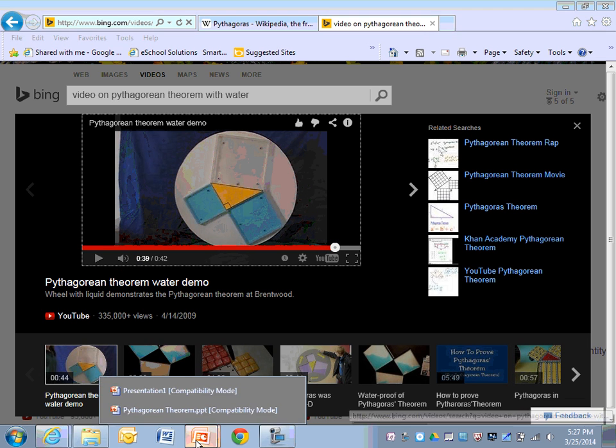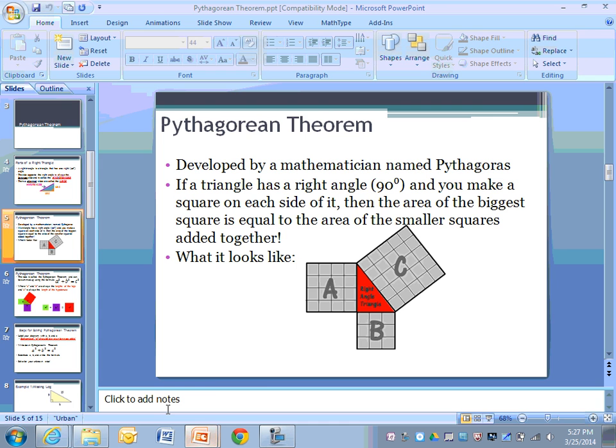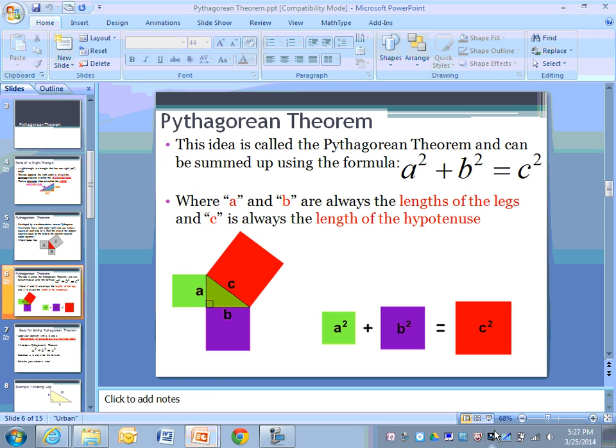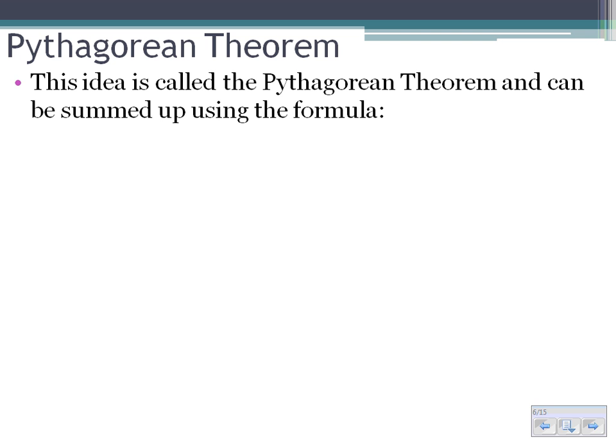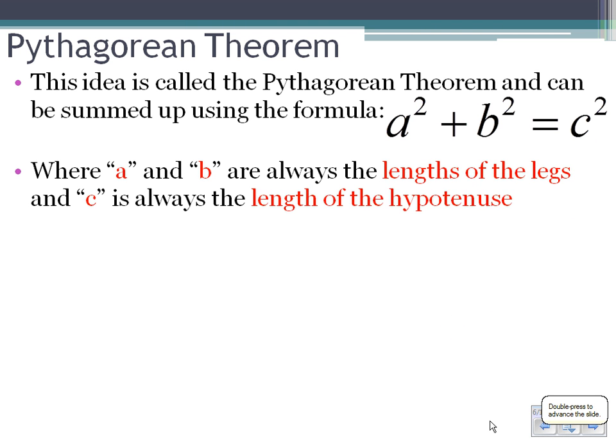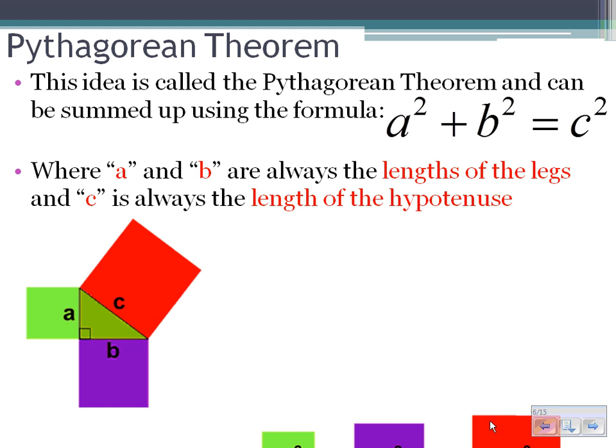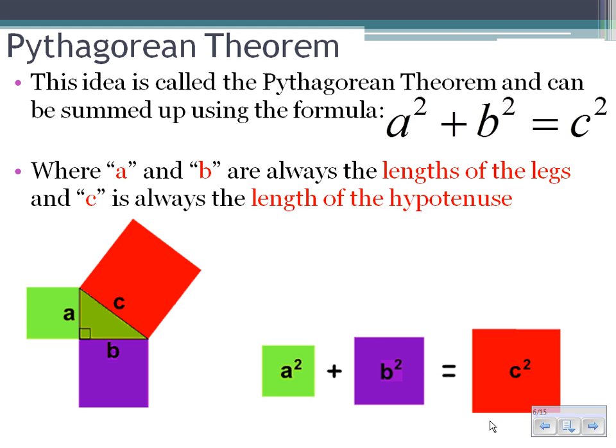so what we can see from that video and from the diagram we have is that the Pythagorean theorem says a squared plus b squared equals c squared, where a and b are the lengths of the legs and c is the length of the hypotenuse. If I put together the square a squared with the square b squared, I'll get the area of c squared.